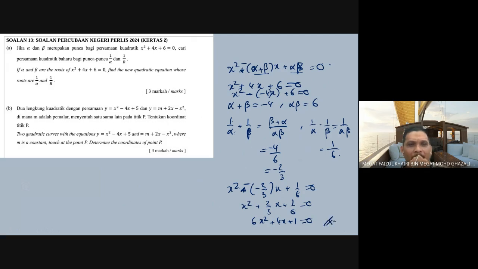Okay. Next question: the two quadratic curves with these equations touch each other at the point P. So determine the coordinates of P.